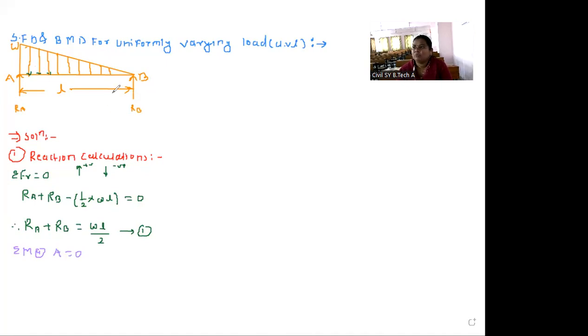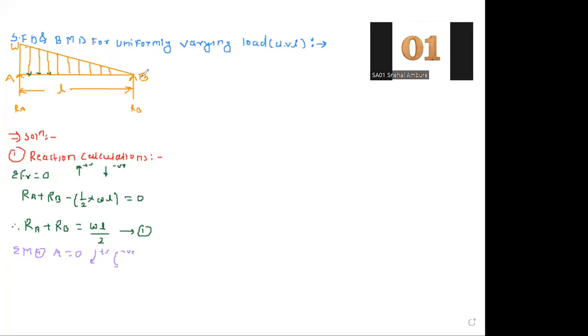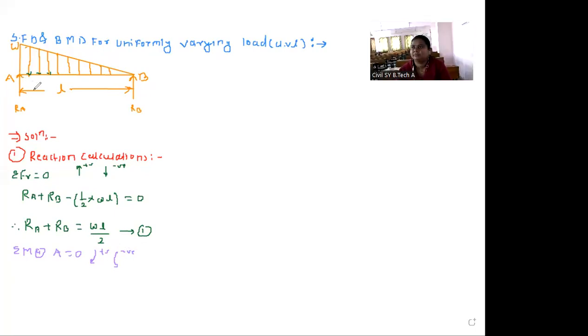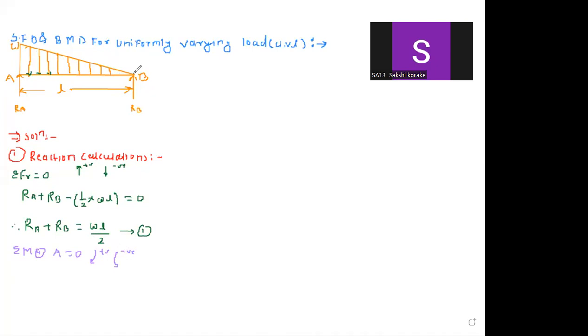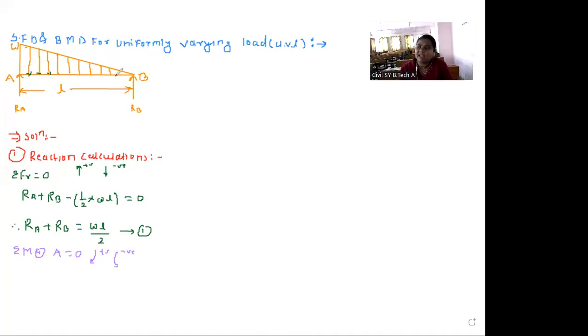Whenever we take moments, we have to use a sign convention. Clockwise moment we will consider positive and anti-clockwise moment we will consider negative. So we will take moments about A and start from point B. Now you tell me, does this RB create a clockwise or anti-clockwise moment towards A? Anti-clockwise. So you observe here, this RB creates an anti-clockwise moment.